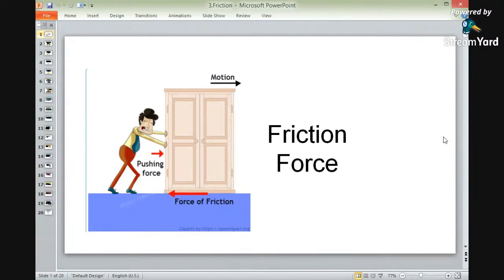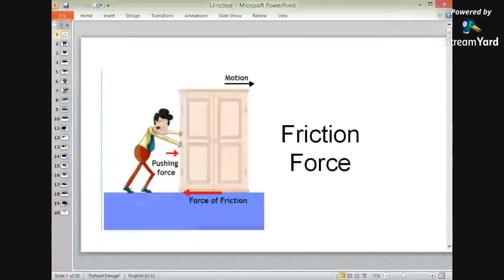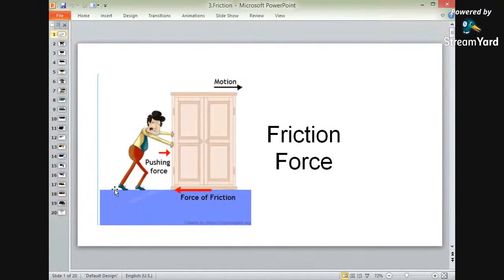Today we will have some more concepts regarding mechanics. Next, the most important is the frictional force, or friction. Friction is nothing but the resistance to motion. In simple words, it is the resistance to motion. So when a force is applied, there is a resistance to the movement. Here is a simple example.